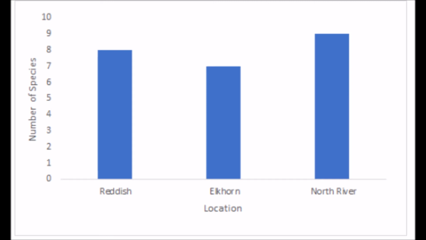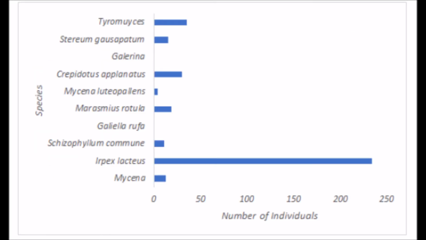In our second graph, it shows the species found at the North River. We found 10 different species, and the total number of mushrooms found was 363. The average elevation at the North River that we collected samples at was 1,190 feet.